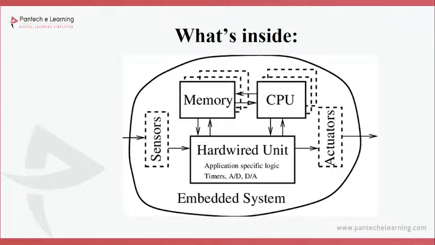This is the embedded system and how the process works. This is a basic block diagram. The data collected from the environment by the sensors is given to some hardwired units, which may be timers, A to D converters or D to A converters. A to D means analog to digital converter, and D to A means digital to analog converter. We can externally connect some memory, a CPU, and some actuators, and all this is the embedded system. The hardware unit may be a microprocessor or microcontroller, with a CPU and some memory.